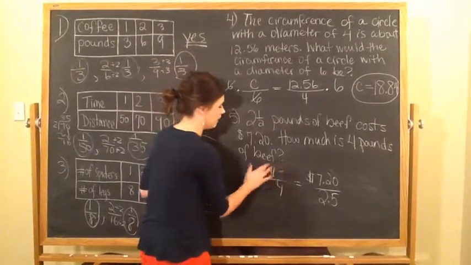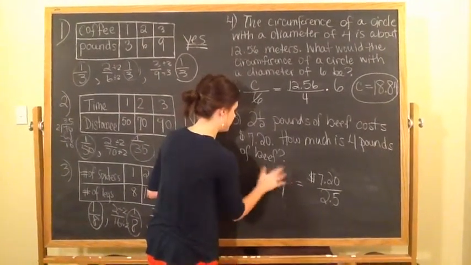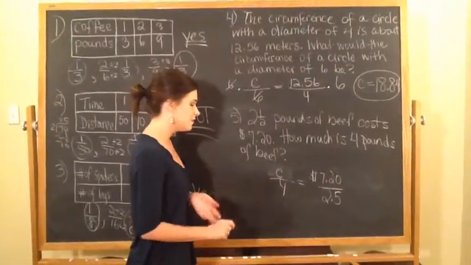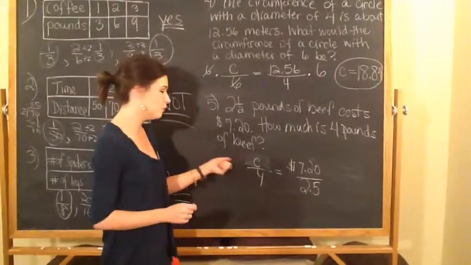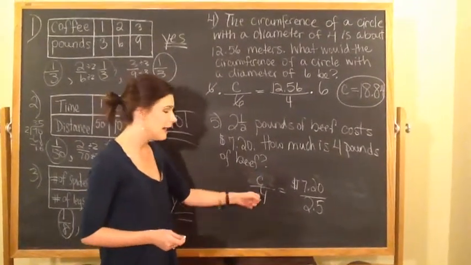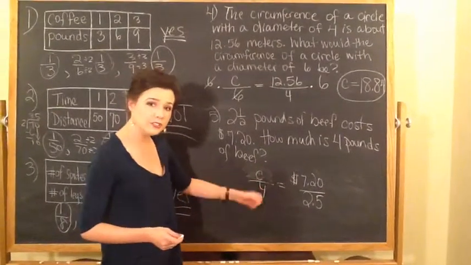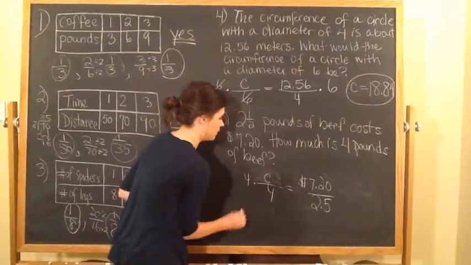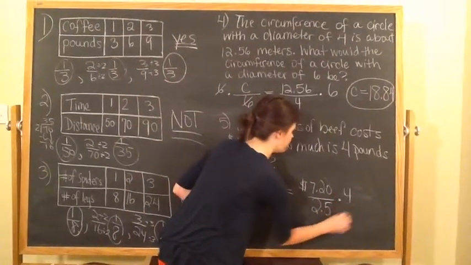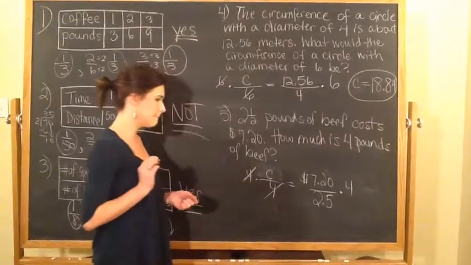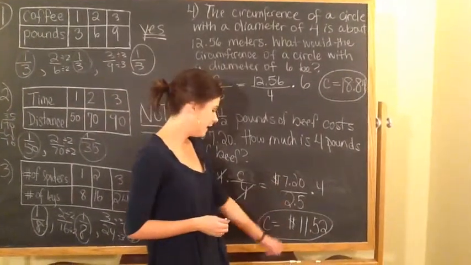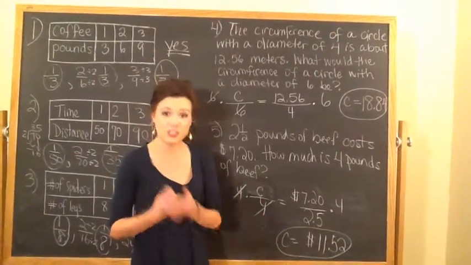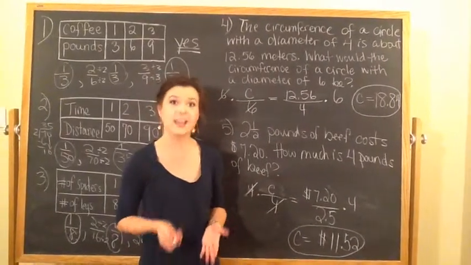So I'm going to plug in a variable here. I'm going to put a c for cost. So how much does 4 pounds of beef cost? Now, in order to solve for c, we need to multiply by 4 on both sides because we were dividing by 4 originally. In order to undo our division, we have to multiply, or do the inverse. So we're going to multiply by 4 over here and multiply by 4 over here. Then you just multiply and then divide, and you'll get that 4 pounds of beef costs $11.52.